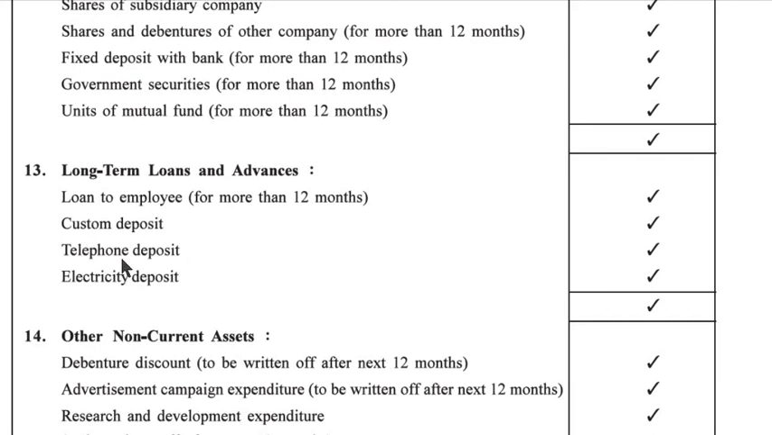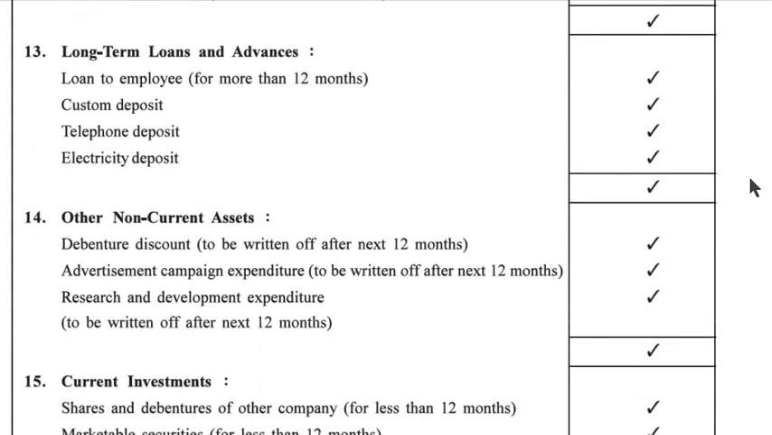Customs deposit, telephone deposit, electricity deposit. 14, and afterward here we have to write the total. Other non-current asset: debenture discount to be written off after next 12 months. Advertisement campaign expenditure to be written off after next 12 months. Research and development expenditure to be written off after next 12 months, and afterward total.